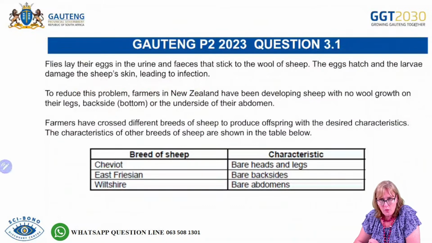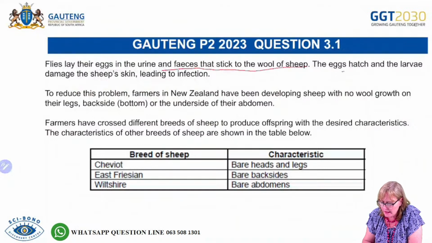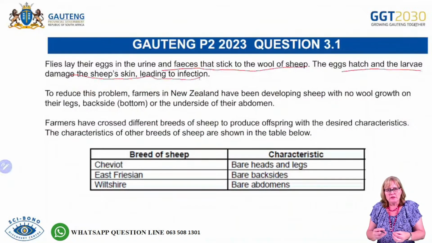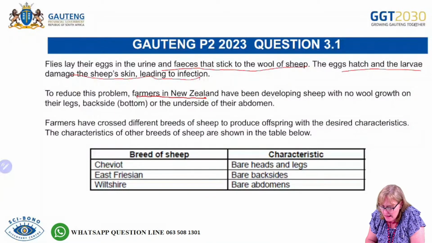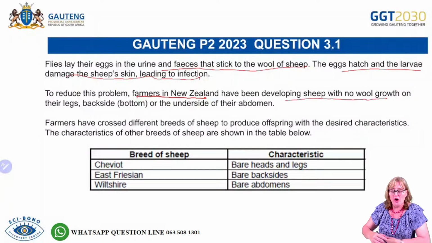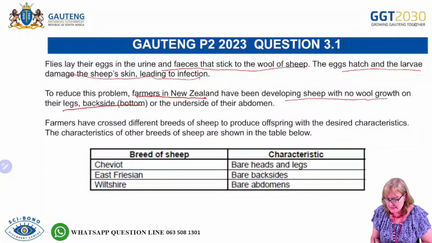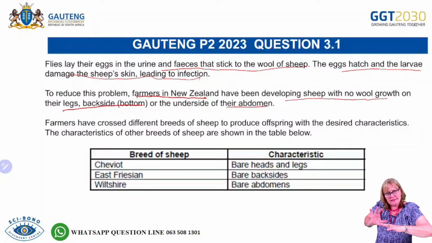Right, so where did you fail now again? Yeah, this question. Flies lay the eggs in the urine and feces that stick on the wool of sheep. The eggs hatch and the larvae damage the sheep's skin, leading to infection. So when a sheep urinates or defecates, that sticks to the wool, there's flies, and now there are maggots in the skin. It's horrible, right? So now the farmers are deciding, they are selecting, they're developing sheep with no wool on the abdomen, the legs, the backside, the underside, so that stays clean, so that stuff doesn't stick there and there are no flies, right?